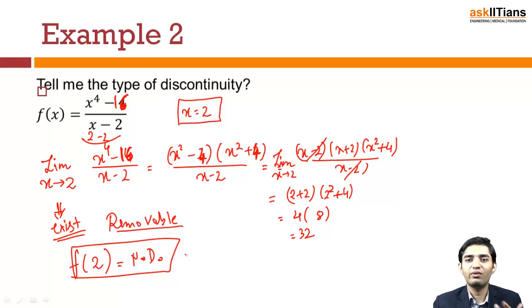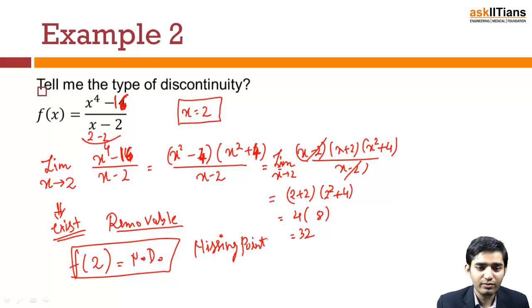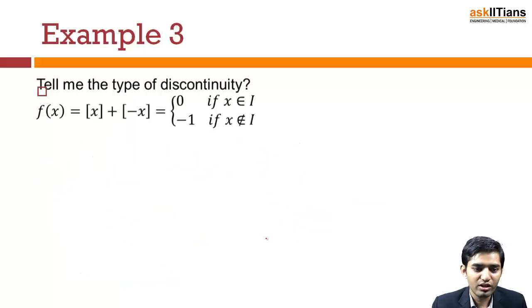So the value of the function is not defined. The limit exists, but the value of the function is not defined. That means the point is missing, right? So this is a missing point type discontinuity again. Okay. Now let us go to the third question. The third question is, tell me the type of discontinuity.